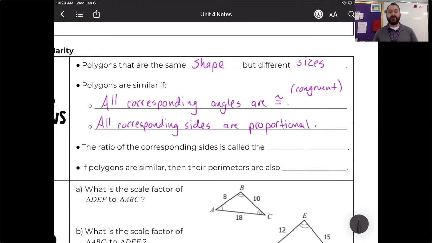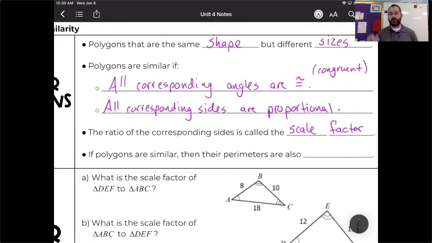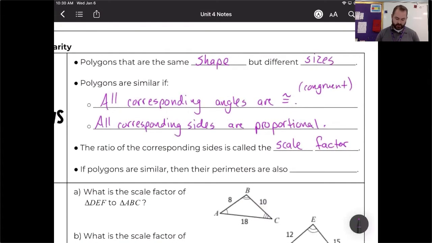So the ratio of the corresponding sides is called the scale factor. We did scale factor when we talked about dilations because we said that was a similarity transformation. We did dilations back in Unit 2. So scale factor is what we call that ratio of corresponding sides. If polygons are similar, then their perimeters are also proportional. The perimeters would also be proportional because the perimeter is just the sum of all the sides, and so that works out the same way.